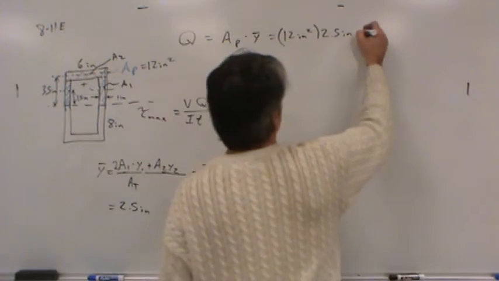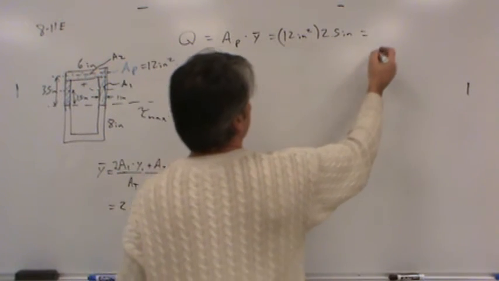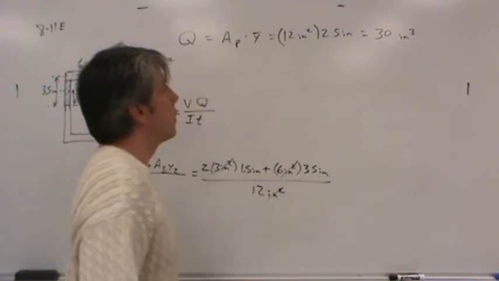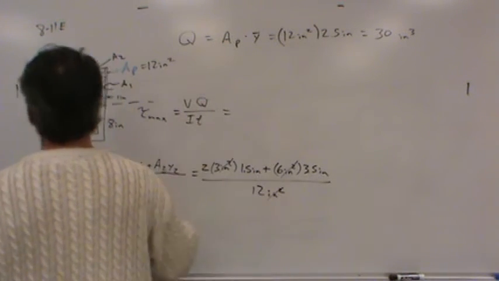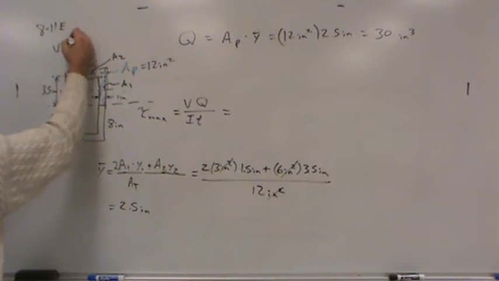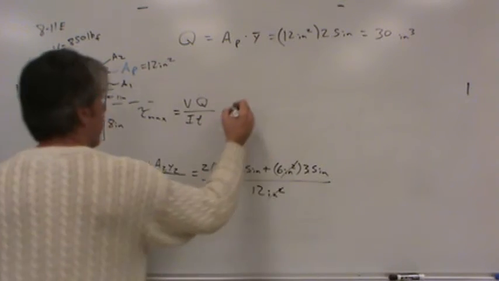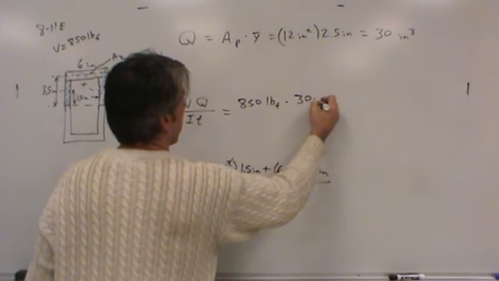So calculate Q for me. Well, I can probably do that. 24, 30? Is that right? 30 cubic inches? Because 12 and 12 is 24 plus 6 is 30. Okay, so Q is 30 cubic inches. Now, what shear did they give us? Well, they gave us a shear force in the problem statement of 850 pounds force. So let's plug that in: 850 pounds force times 30 cubic inches.